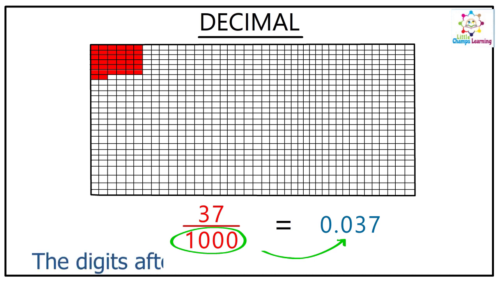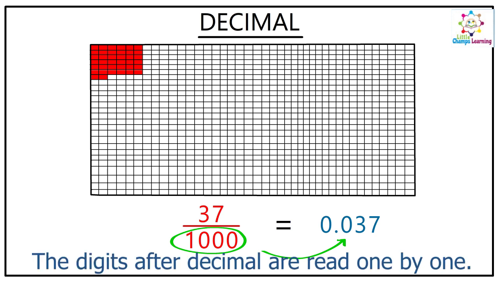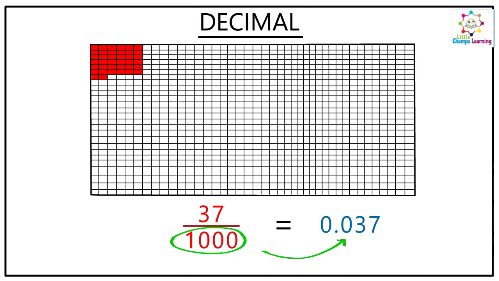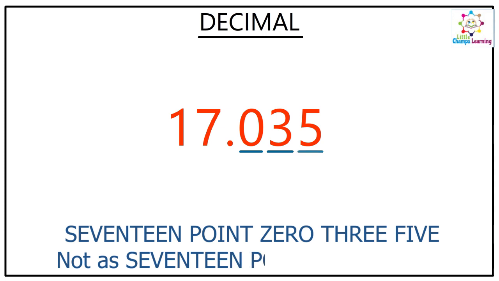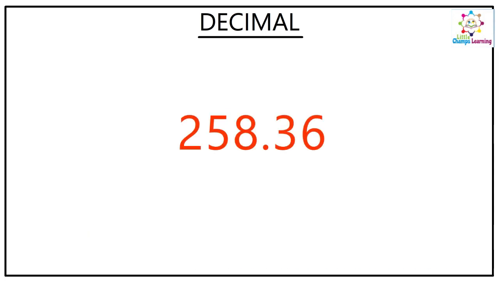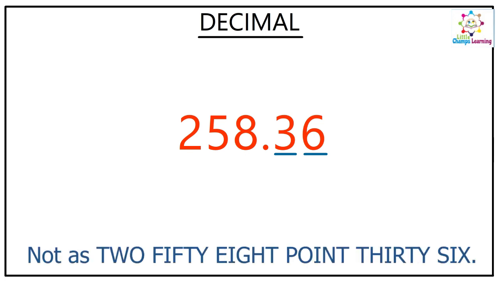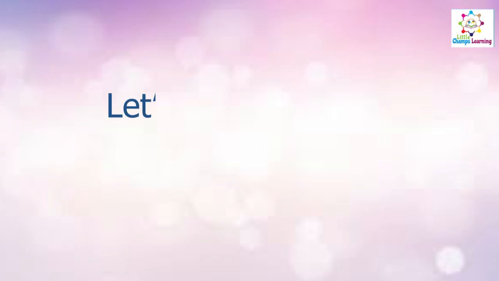The digits after the decimal point are read one by one. For example, this number we read as 17.035, not as 17.35. And 258.36, not as 258.36. Finally, let's conclude this.